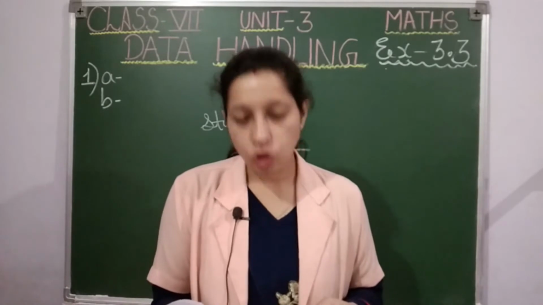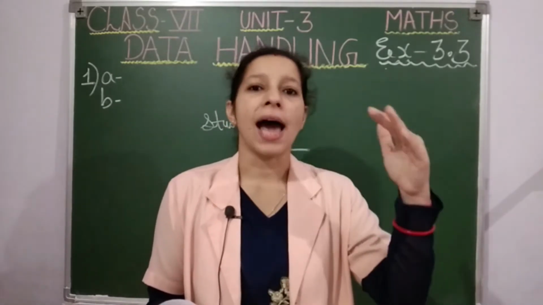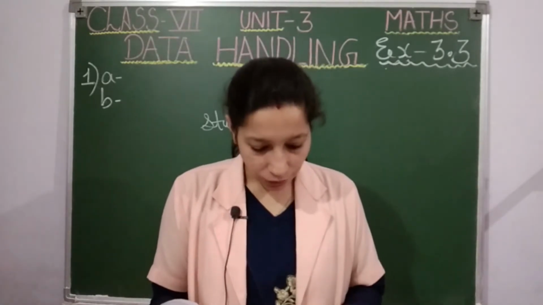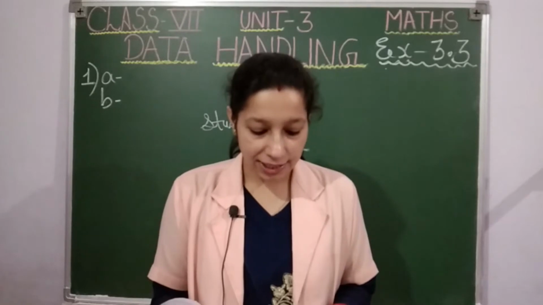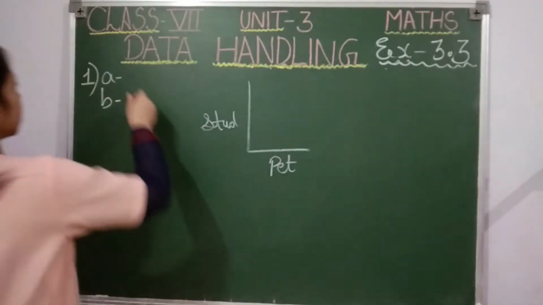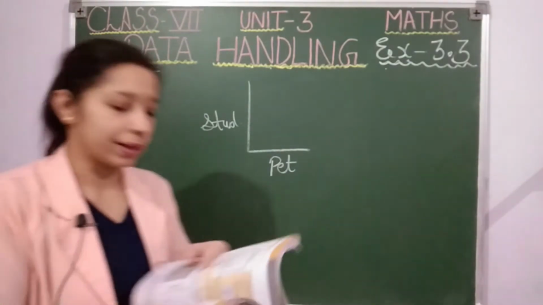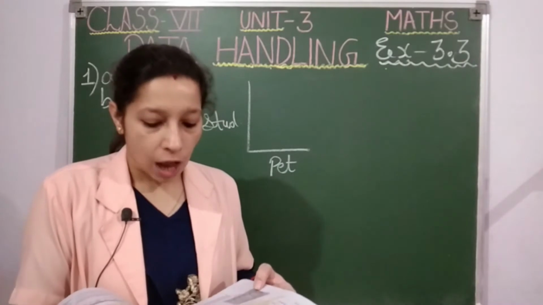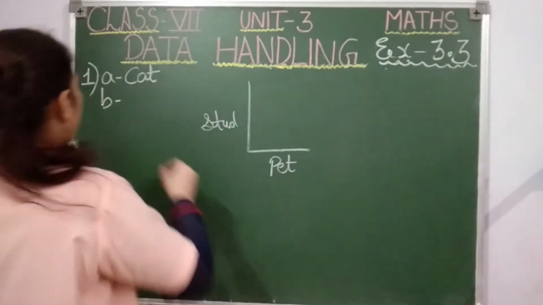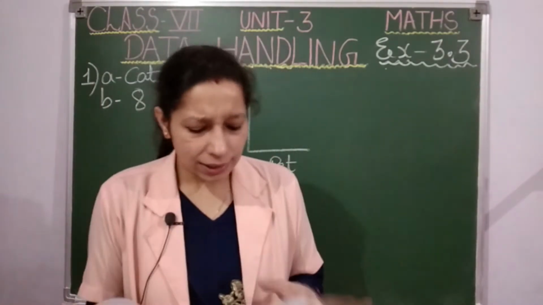Now which is the most popular pet, you have to answer now. See students, the bar which is the highest, that many students are having the particular pet. So which is the highest bar here? For cats, 10 students are having cats. Na? So which is the most popular pet, students? It will be cat. Cat is the most popular pet among the students. Okay, then how many students have dog as pet? So for dog, the bar is going up to 8. So 8 students are having dog as pet. Clear students? Just this much.